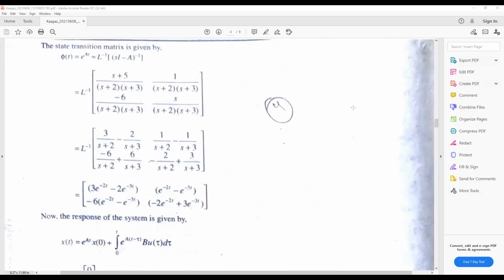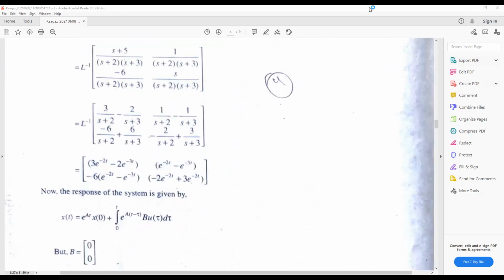Now the Laplace inverse of (sI minus A) whole inverse gives the state transition matrix, with terms 3e^(-2t) minus 2e^(-3t). So this is the state transition matrix, phi of t.